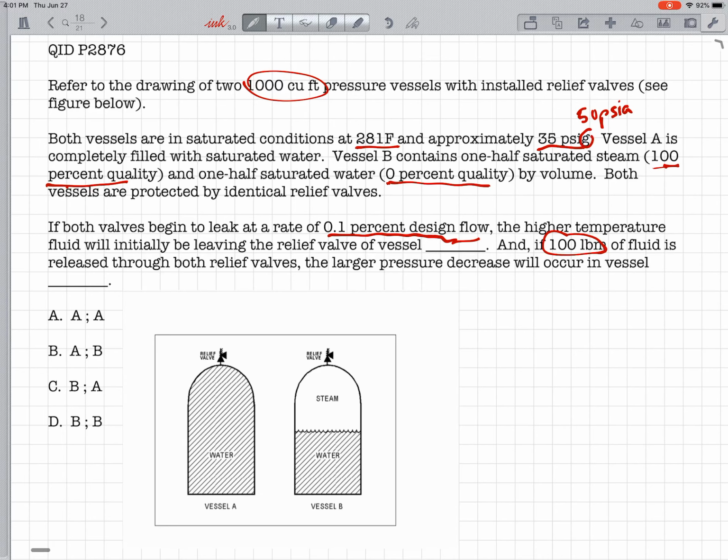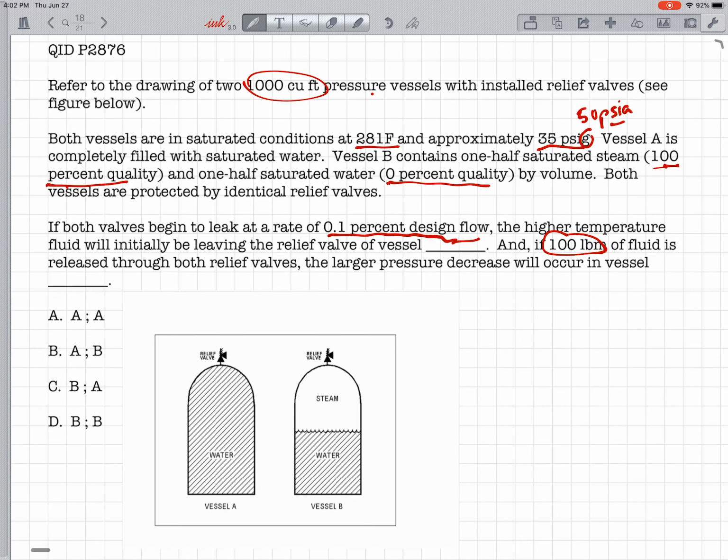Refer to the drawing of two 1,000 cubic foot pressure vessels with installed relief valves. See the figure below. Okay, 1,000 cubic feet each. Vessel A and Vessel B. Both vessels are in saturated conditions at 281 degrees Fahrenheit and approximately 50 pounds absolute. Vessel A is completely filled with saturated water. Vessel B contains 1/2 saturated steam with 100% quality and 1/2 saturated water with 0% quality by volume. Both vessels are protected by identical relief valves.